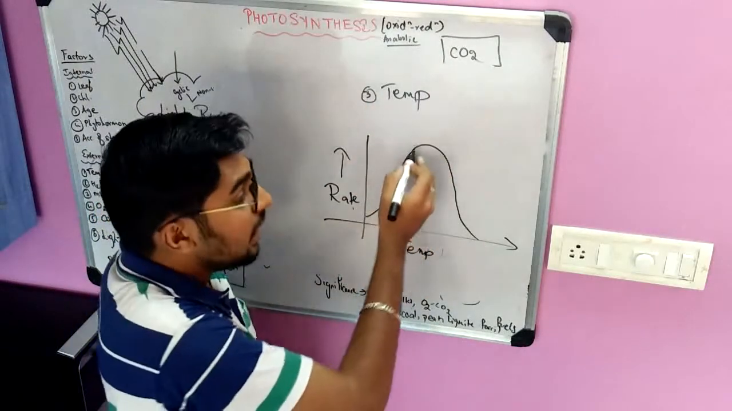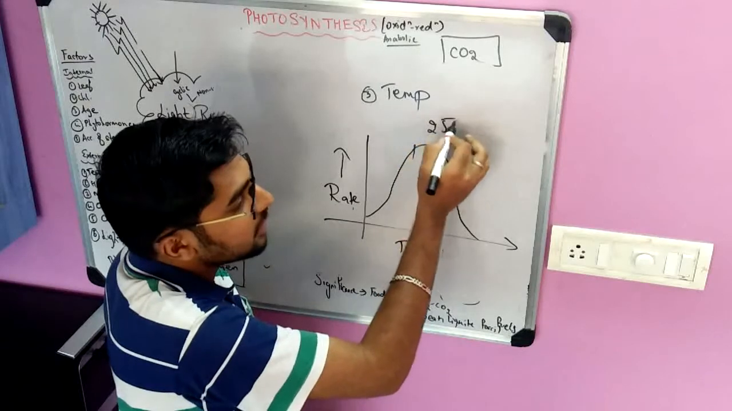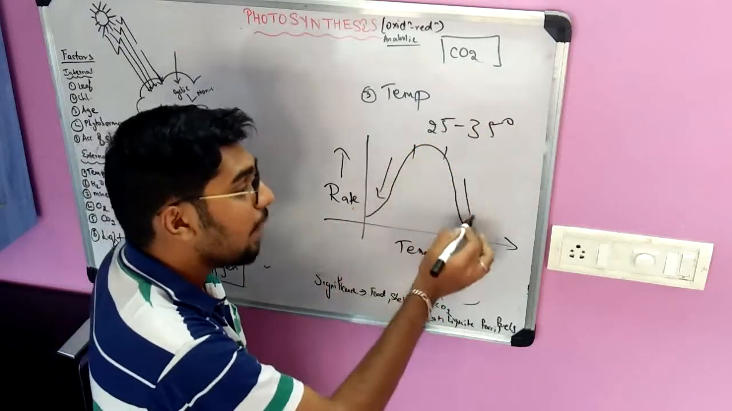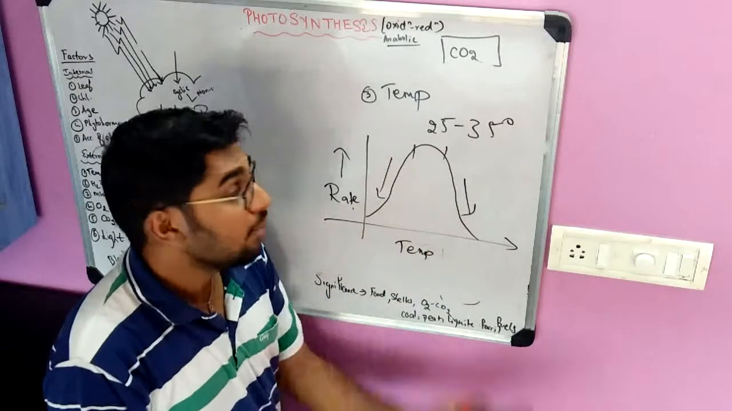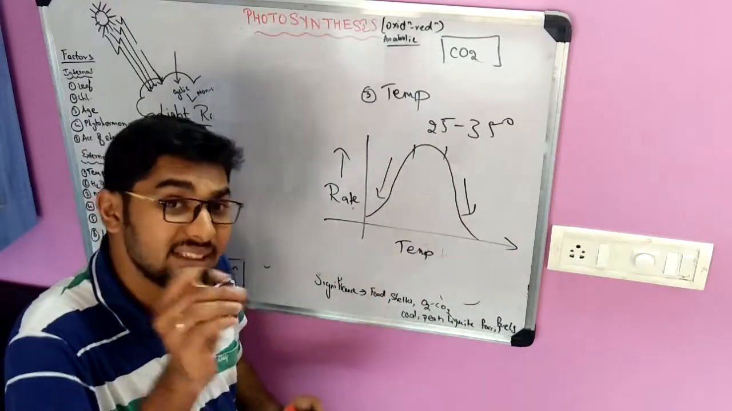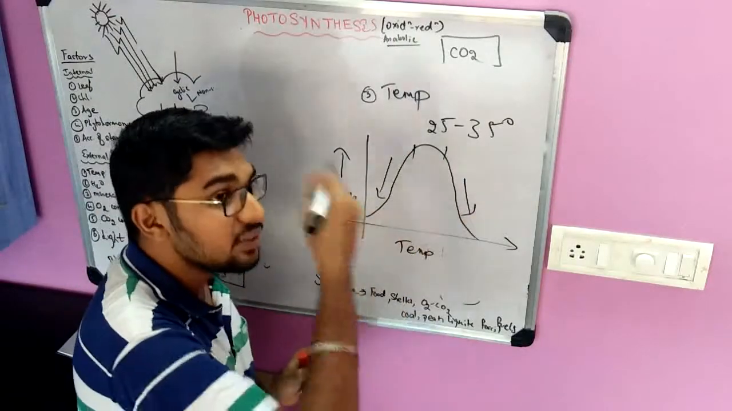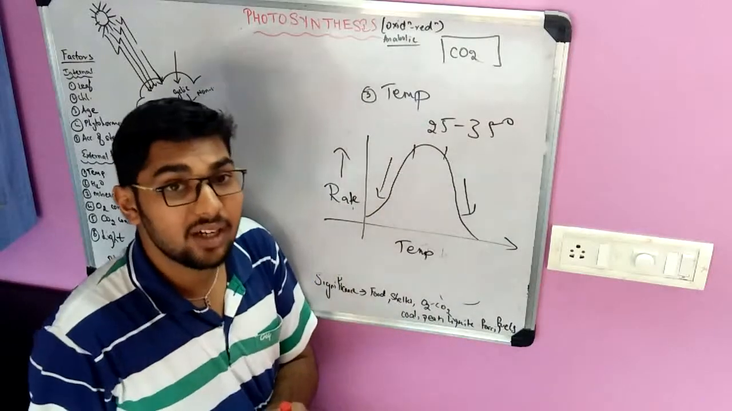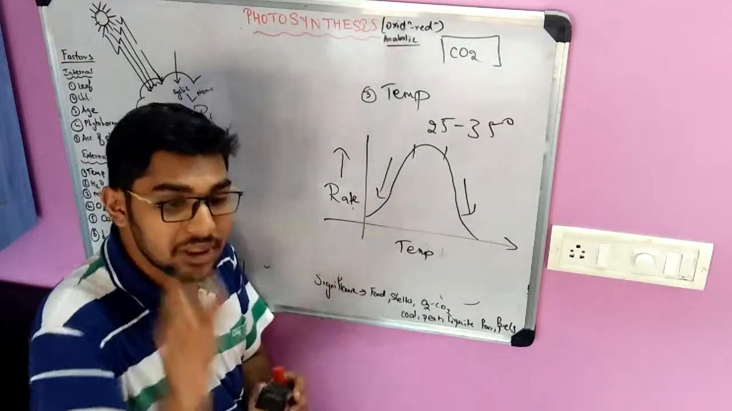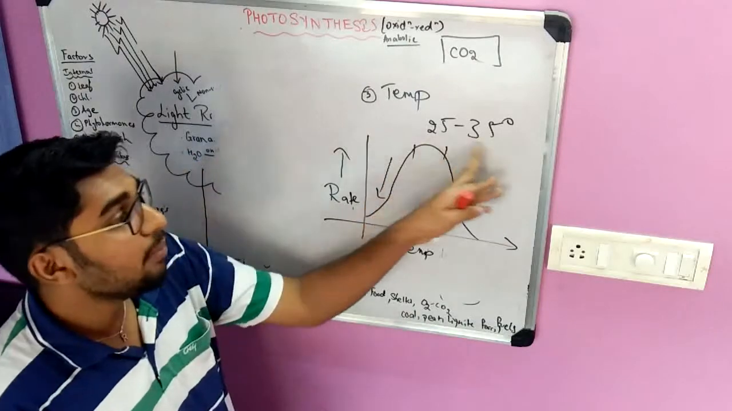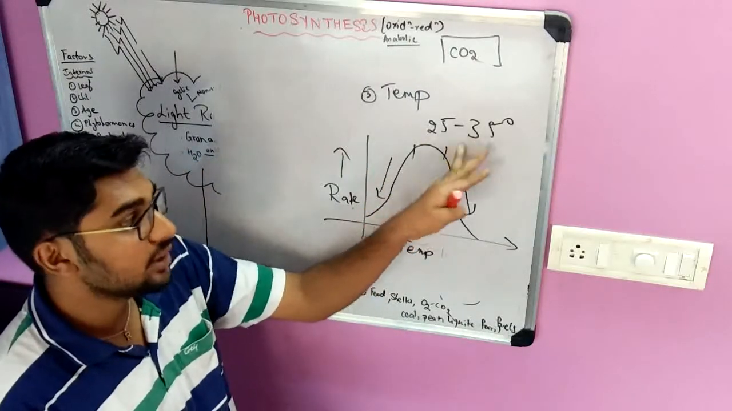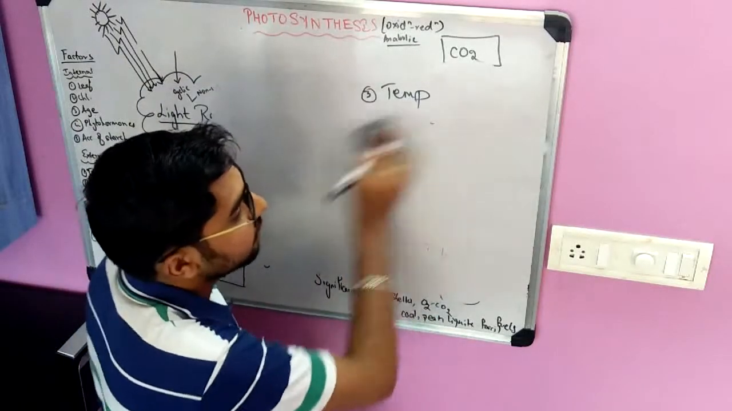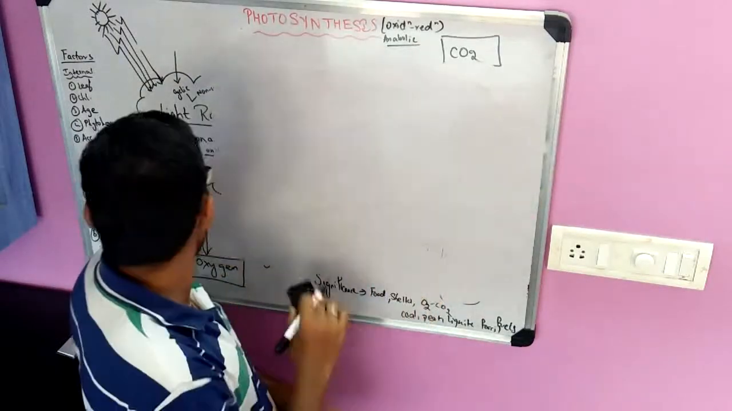Further, the optimum temperature for photosynthesis is 25 to 35 degrees Celsius, below which and above which the photosynthesis will decline. Because, as I said, photosynthesis is an enzyme-related process. If you increase further to 35, 40, 45 or go very low, the enzymes are inactivated or denatured and photosynthesis will drop. So the optimum temperature for photosynthesis is 25 to 35 degrees Celsius. You get a bell-shaped curve when you plot a graph. This is the third factor.